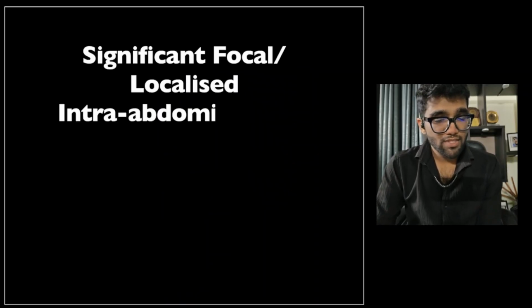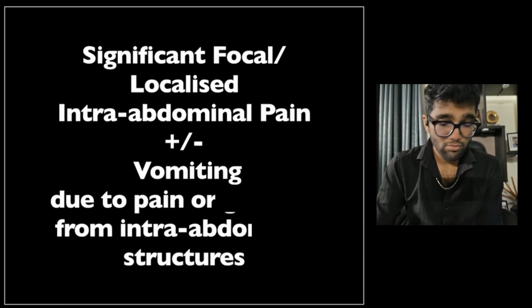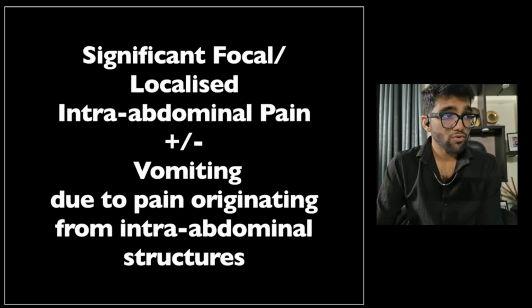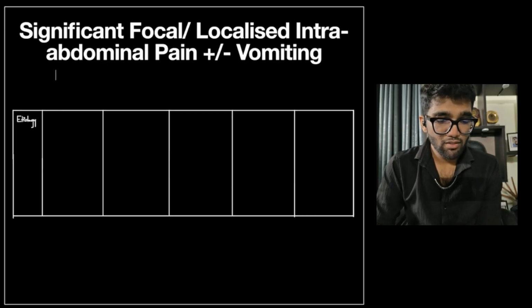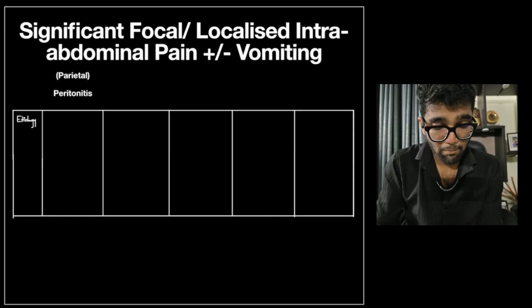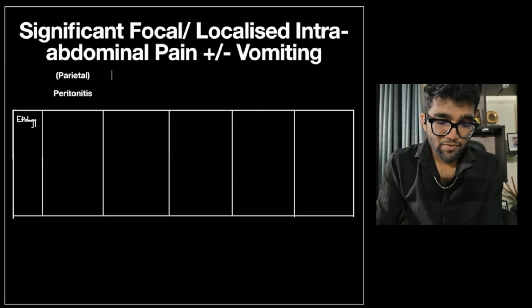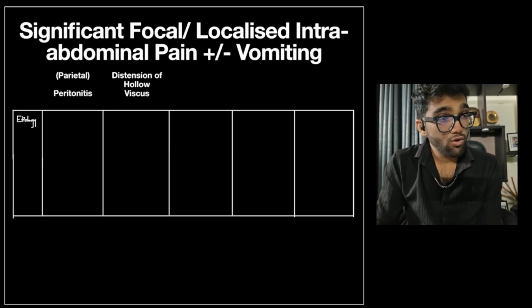Okay. Now, significant focal or localized intra-abdominal pain, without vomiting, can also arise due to pain originating from intra-abdominal structures. So among these intra-abdominal structures, there are four pathologies that we need to discuss specifically. One is peritonitis, and specifically, because it is the parietal peritoneum that is supplied by somatic nerves, it is parietal peritonitis that we're talking about. Second, we'll be talking about distension of hollow viscus. Now, hollow viscus could be the gastrointestinal tract, the extrahepatic biliary tract, or the ureter. These are the three hollow structures within the abdomen.